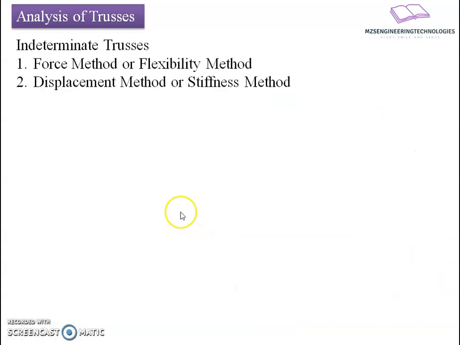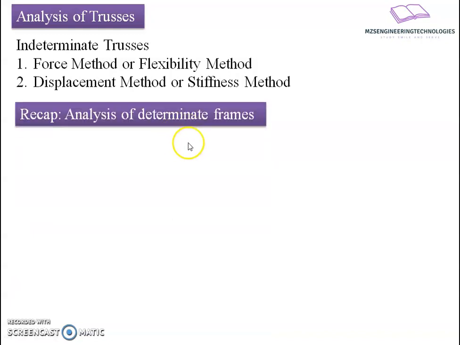Now, analysis of indeterminate trusses can be done with the help of the force method or flexibility method. The second one is the displacement method, also called the stiffness method. It depends upon the stiffness of the member and how much flexibility the member possesses. We will see this in later upcoming lectures. Before that, we'll have a recap of the determinate trusses, as the university demands analysis of determinate and indeterminate frames. We'll recap what we have done in basic engineering mechanics and other courses.